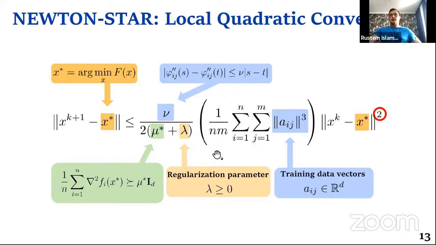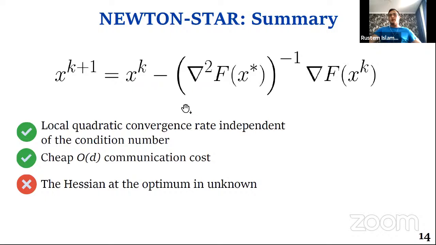Okay, so let's now briefly summarize the properties of this algorithm. As I said, this theoretical idea solves both problems. We have a local quadratic convergence rate independent of the condition number, and now the communication cost is just O(d) because we need to broadcast only local gradients. But unfortunately, of course, we cannot implement it in practice because we do not know the Hessian at the optimum.